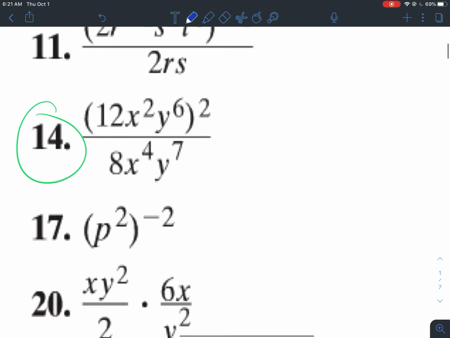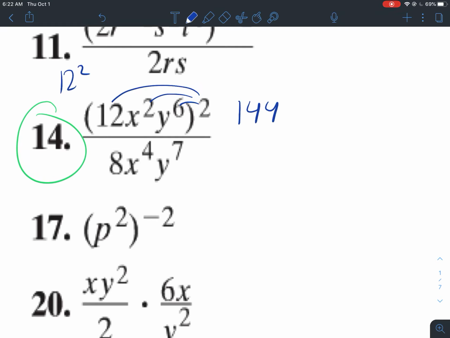Now I'm going to go ahead and try number 14 because I figured you guys would have a lot of questions on this one. So if you notice, first off, in the numerator, all of these are being multiplied, right? And since they're being multiplied, we can go ahead and distribute that 2 to each of these. If there was a plus or a minus sign in there, we wouldn't be able to do this. But since it's all being multiplied, we are allowed to do this. So when we do that, we get 144 times. Here I should show how I did that. I did 12 squared, which gives me 144.